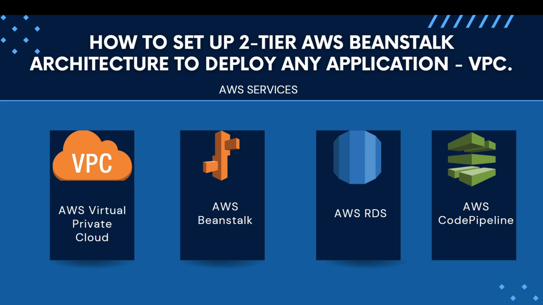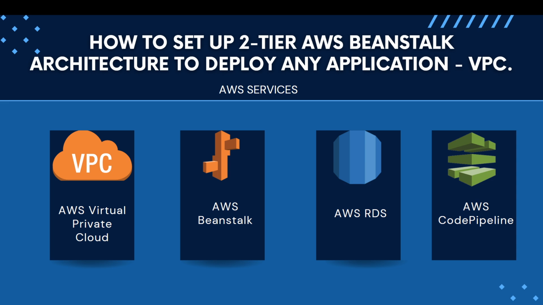In this video, I'm going to walk you through how you can set up a two-tier AWS Beanstalk architecture. And this architecture will be ready for deploying any type of application, be it Spring Boot, Laravel, Python projects or Node.js projects. So this one will be a ready architecture for any kind of application.